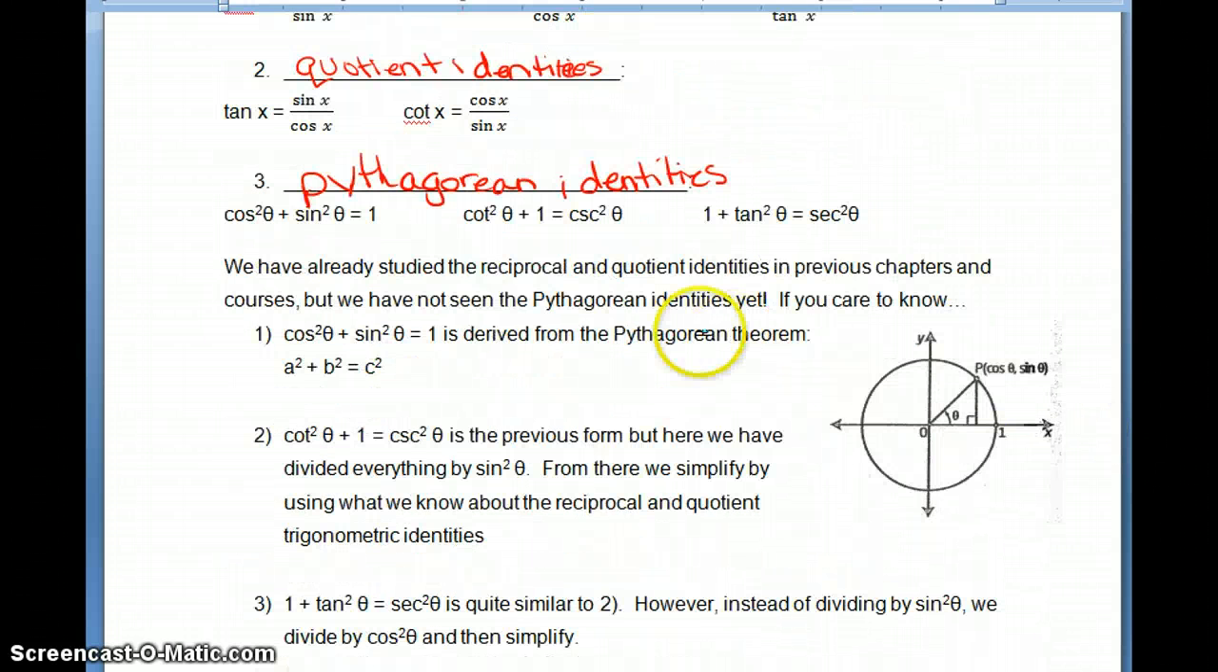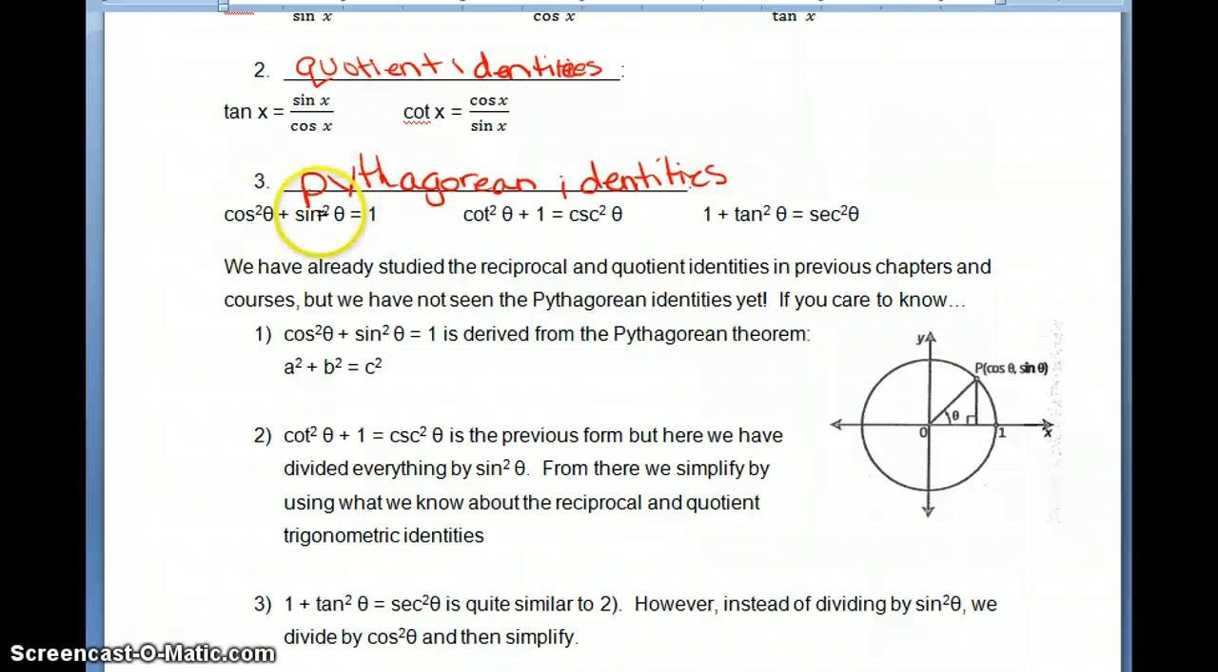These Pythagorean identities all come from your unit circle, which I have over here, and basically create a triangle using a squared plus b squared is equal to c squared, and we come up with these wonderful identities. So you have cos squared theta plus sine squared theta is equal to 1. Cotan squared theta plus 1 is equal to cosecant squared theta, and our other one is 1 plus tan squared theta is equal to secant squared theta.